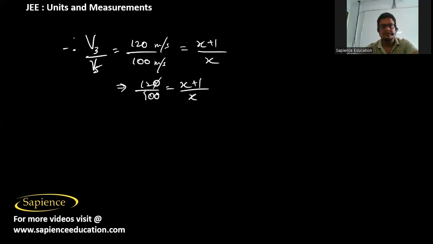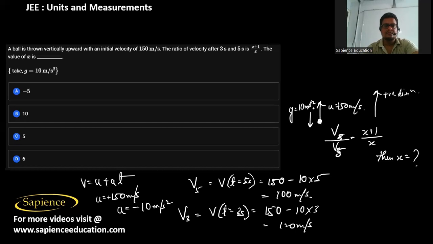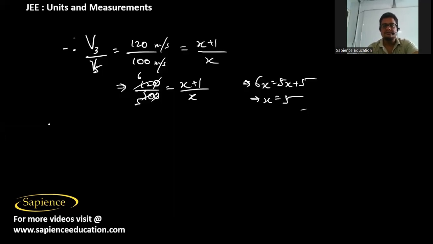So if you simplify it, then we will get 2 6 are 12, 2 5 are 10. So therefore 6x is equal to 5x plus 5. Therefore x is equal to 5. So x is equal to 5. So option C is the correct answer.